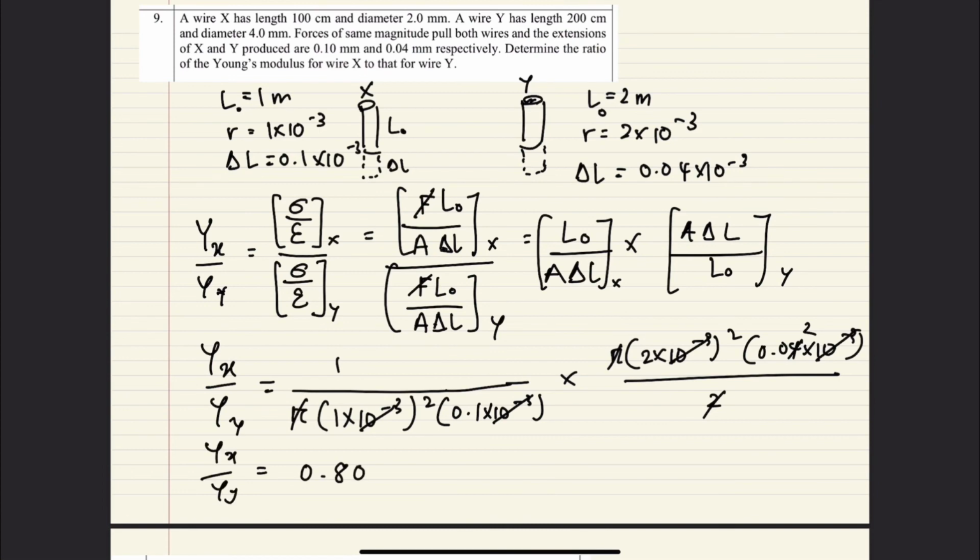Okay, so that's it. Continue next question in next video. So I just want to point out this one doesn't have any unit because it is a ratio. Okay, thank you.